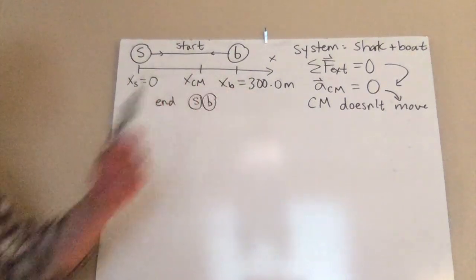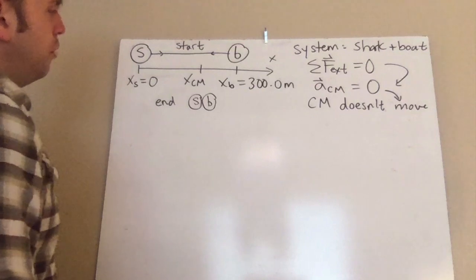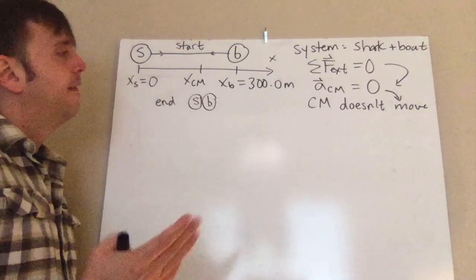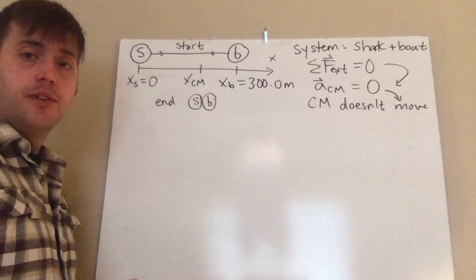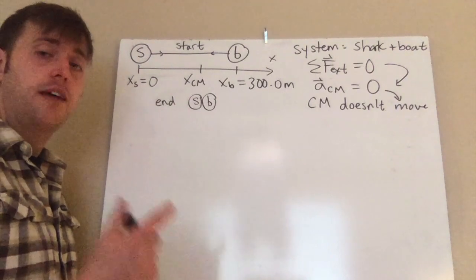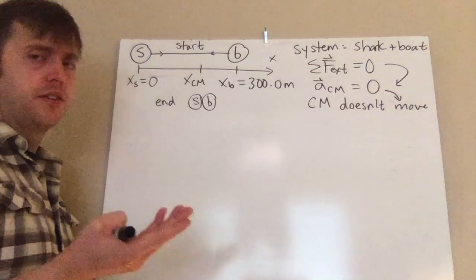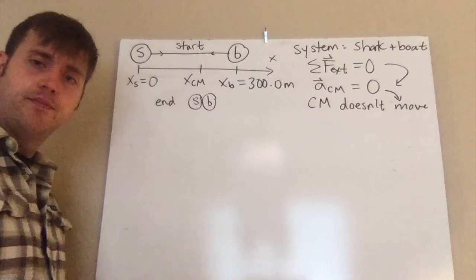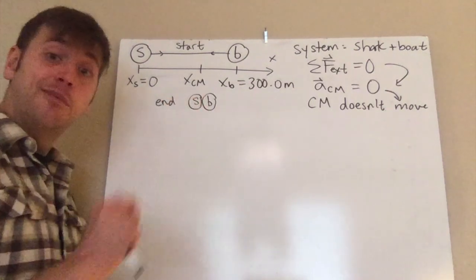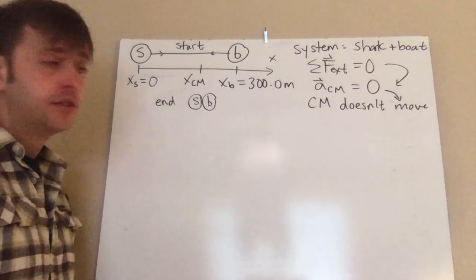Okay, so that's really important. We're going to use that. So where do they actually meet? Where do the shark and the boat actually meet? Well, if you can't see it by now, let me tell you, it's the center of mass. The shark and the boat have to meet at the center of mass. Because what is the center of mass in the first place? It's just the average position of the different objects in your system. Well, if your two objects are at the same position, that position has to be the center of mass. It can't be anywhere else.